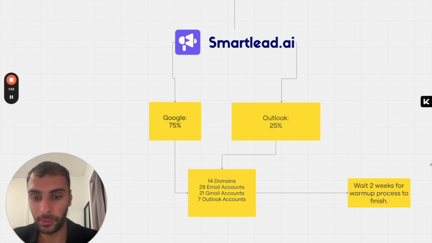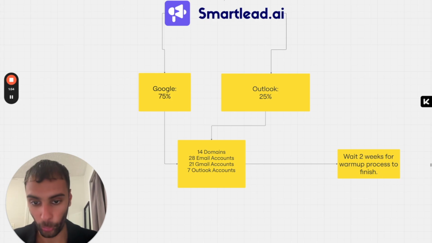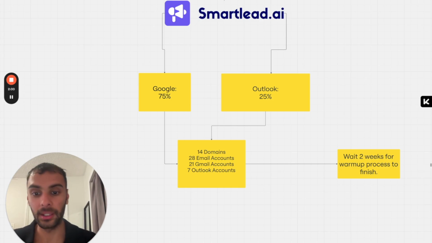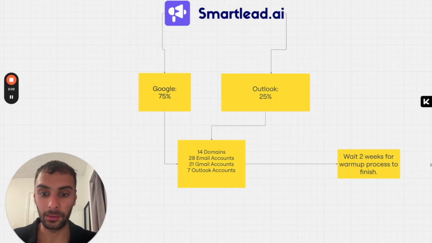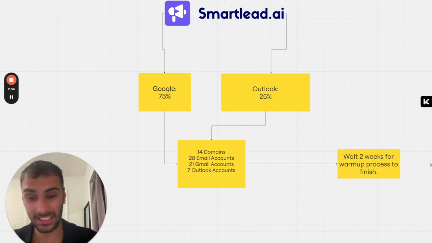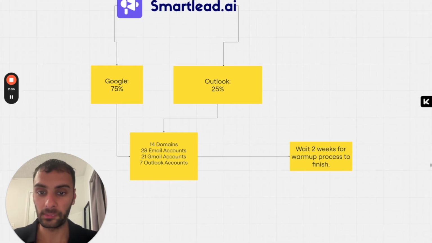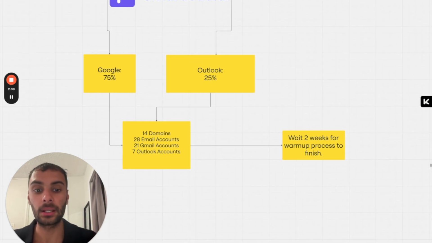So what I want you to do is go on Smartly and buy 14 domains. Out of those 14 domains, you're gonna have 2 email accounts per domain. And then if you're following that 75 to 25 split, 21 of those email accounts are going to be Gmail, 7 of them are going to be Outlook. Then once you've bought all of them, you're just going to wait 2 weeks to warm up.